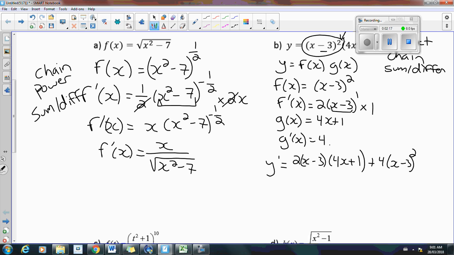So now, if we want to simplify this a little bit, I suggest you factor out what's in common between these two terms. These terms both have an x minus 3 in them. So we can factor out an x minus 3. That leaves us with a 2 times (4x plus 1), plus 4 times (x minus 3). You could probably leave it like this, or you could expand it out. It's kind of up to you.